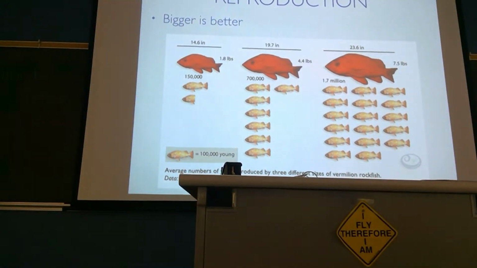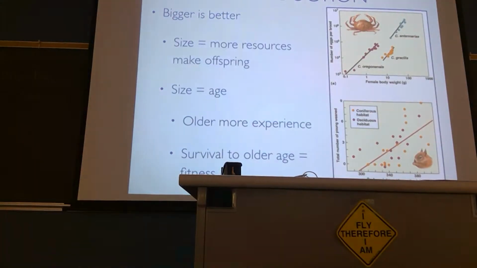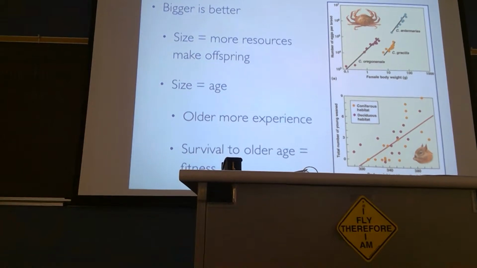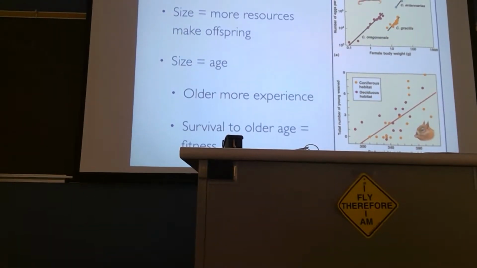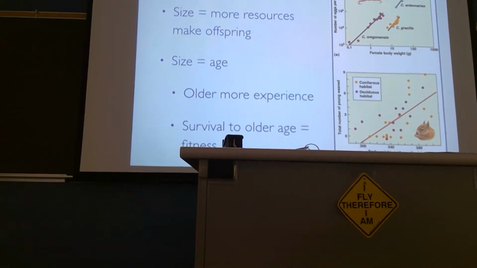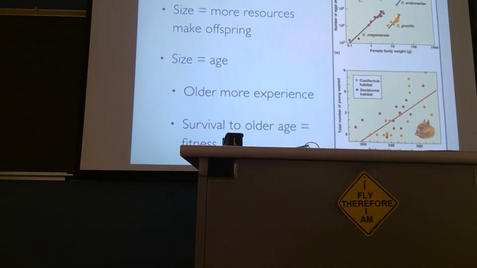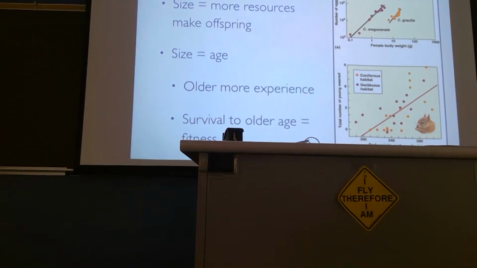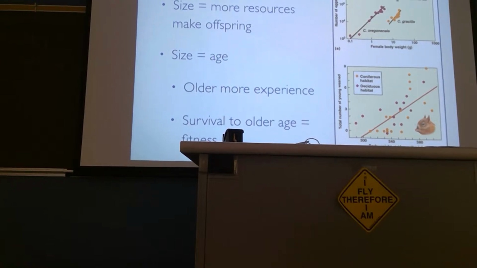In general, for populations, why is bigger better? It comes down to size: the bigger you are as an individual, the more resources you can put into making offspring, the bigger buffer you have acquired. The other thing that tends to be true for most organisms is that they get bigger with age. And with age, not only comes more resources available to them, but they have more experience.